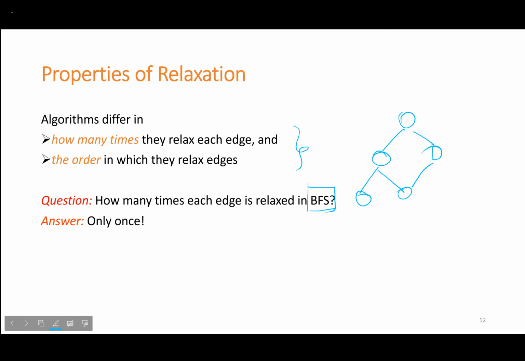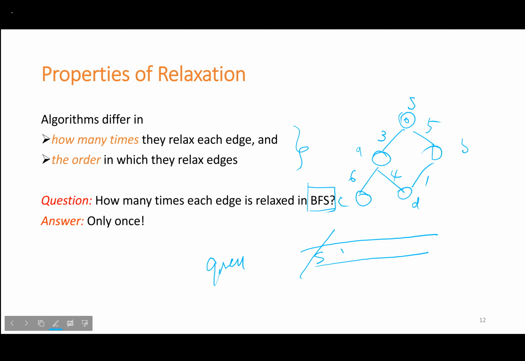Let's take a look at this one. This is S, which is initially 0, and here this is a 3, this is a 5, this is a 4, and this one is a 6. When we take a look at S, we have the queue Q, and we have S enqueued in Q, and we delete that. And then we have A, B, C, and D.